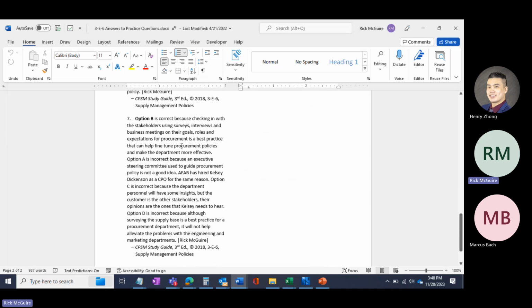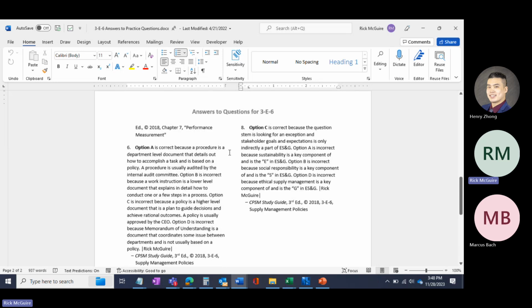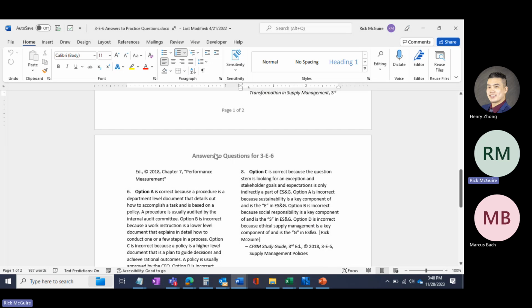Seven is Bravo. Checking in with the stakeholders using surveys and interviews. I want to know what their goals, roles, and expectations are. And eight is Charlie. Because the question stem is looking for an exception, and stakeholder goals and expectations is only indirectly a part of ESG.